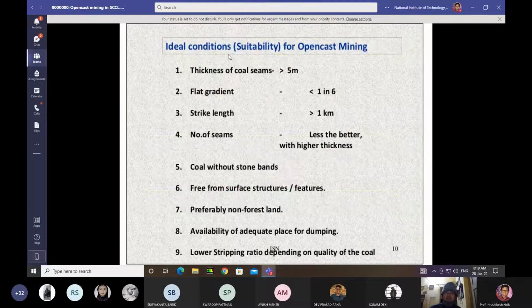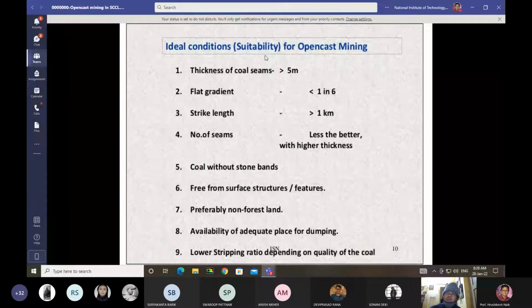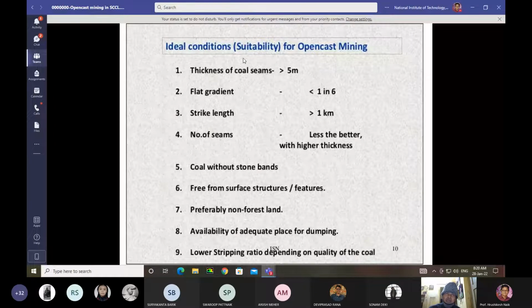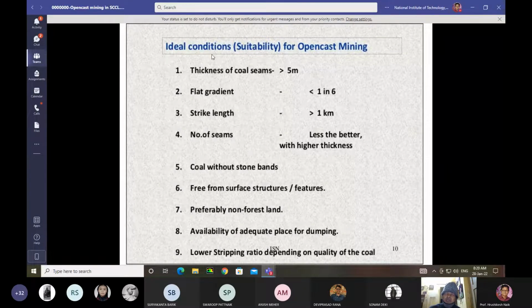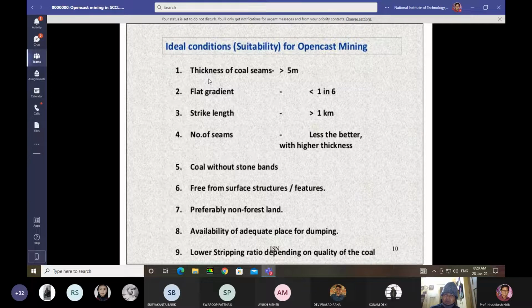So where can open cast mining be used? What is the ideal condition, the suitable conditions for open cast mining? As we have seen, the thickness of coal seam should be more than 5 meter. If you are going to adopt the open cast mining method, then you should have a coal seam of more than 5 meter thickness. And it should be a flat gradient.